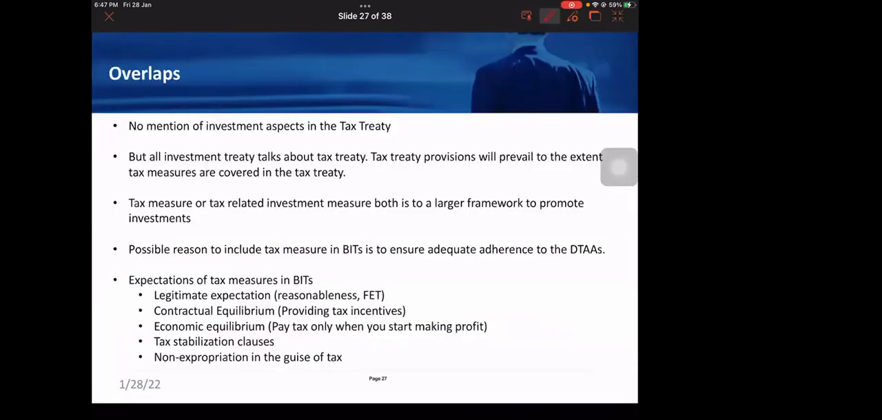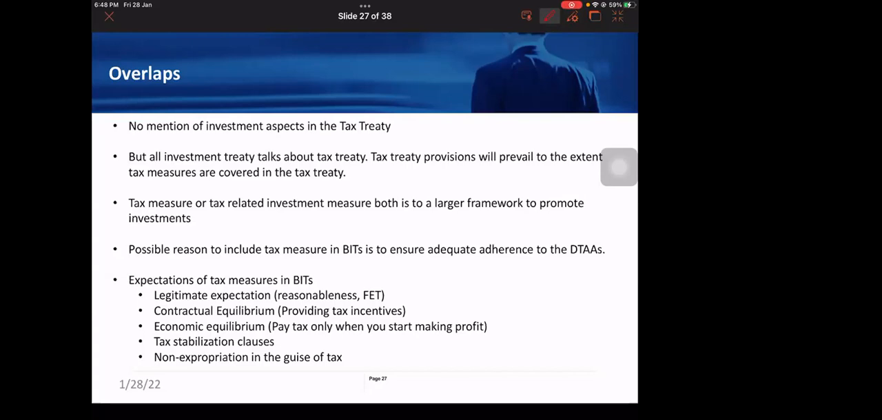Now, where does the friction between tax and the investment treaty come in? Interestingly, as we all come from the tax world, there is no mention of investment aspects in the tax treaty. There's nothing to do with investment aspects. But if you look, investment treaty talks about tax and also tax treaty. So therefore, investment treaty has tax couched under it, not the other way around.